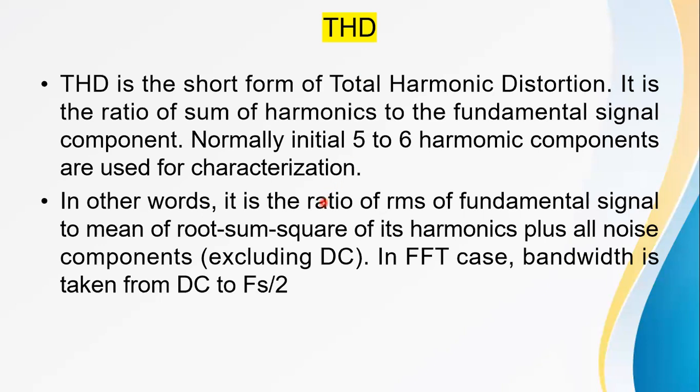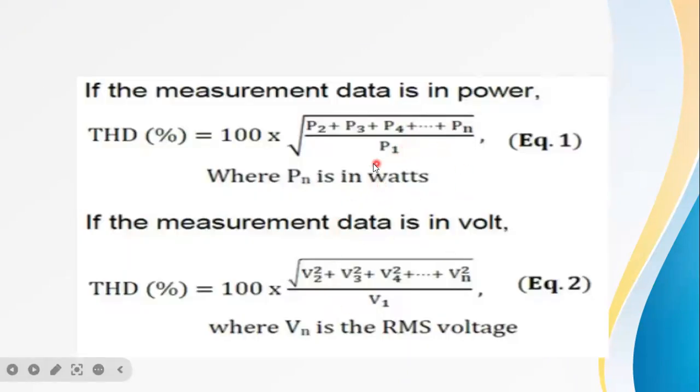In other words, total harmonic distortion is defined as the ratio of the RMS of the root sum of squares of the harmonic components to the fundamental signal. This is the mathematical representation of how to calculate it. For measurement in powers, we can write the formula like this: total harmonic distortion is equal to the square root of P2 plus P3 plus P4 plus so on up to Pn, divided by P1, into 100. That is in terms of powers.